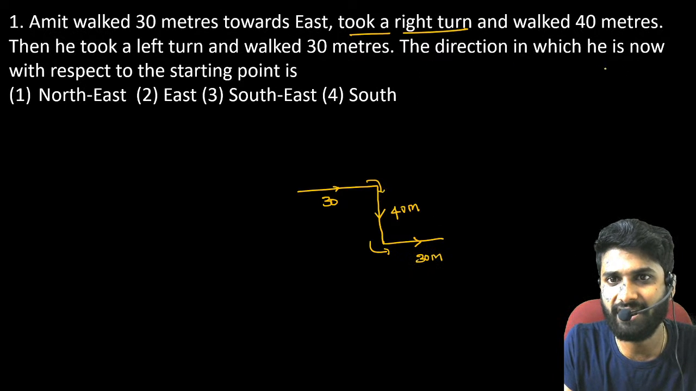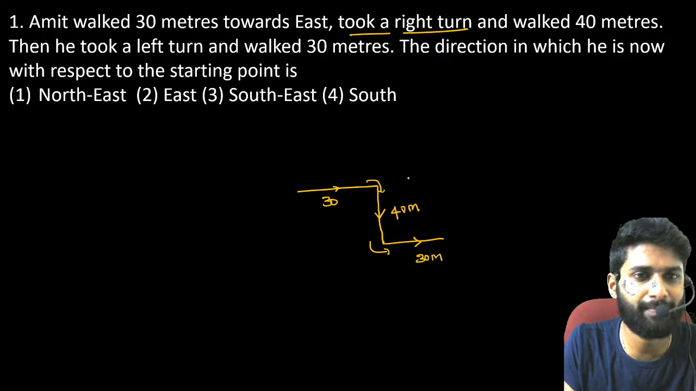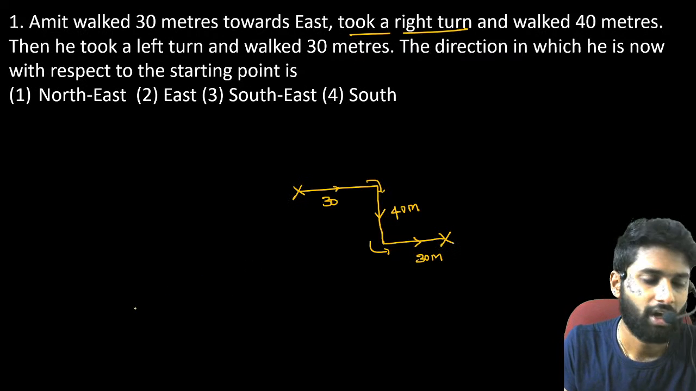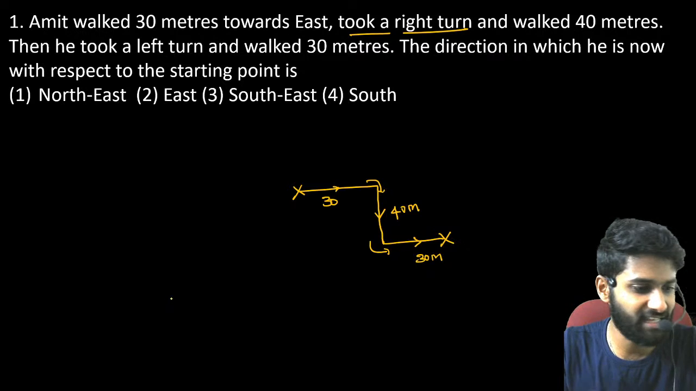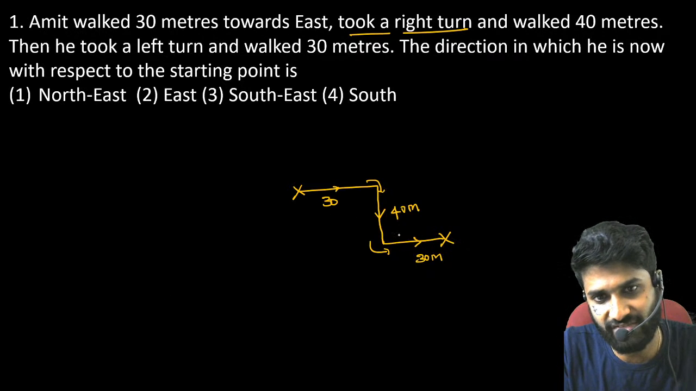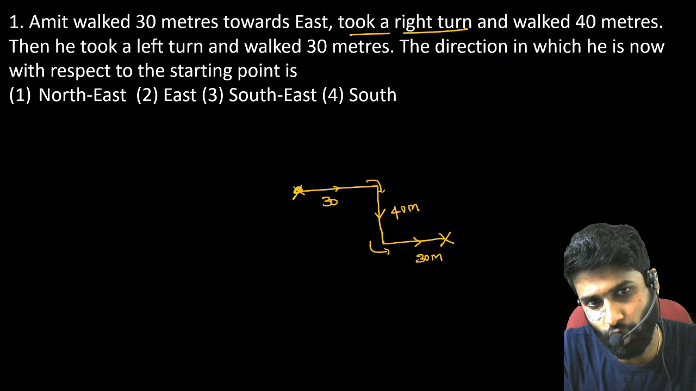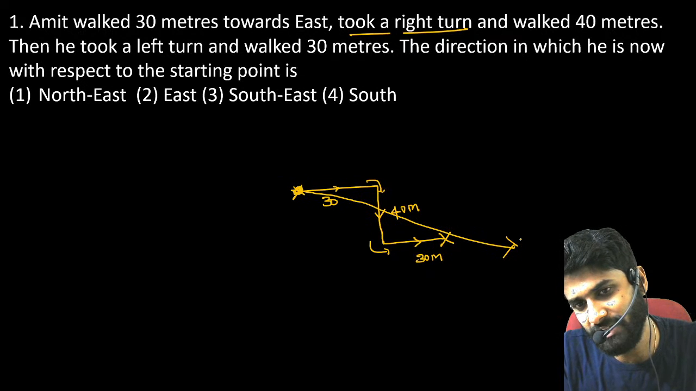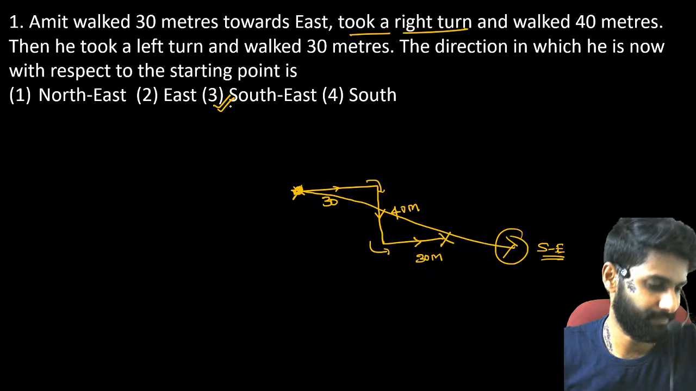Now the direction he is in with respect to the starting point. This is the final point and this is the initial point. My question: in which direction is he from the starting point? From the starting point, you just draw the line. These arrows are moving in this direction, so the answer is southeast.